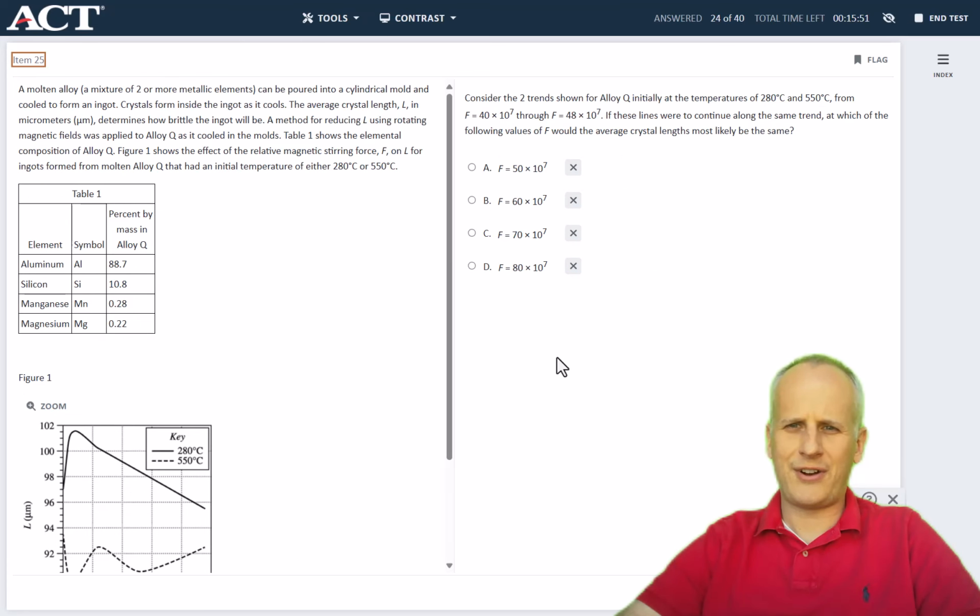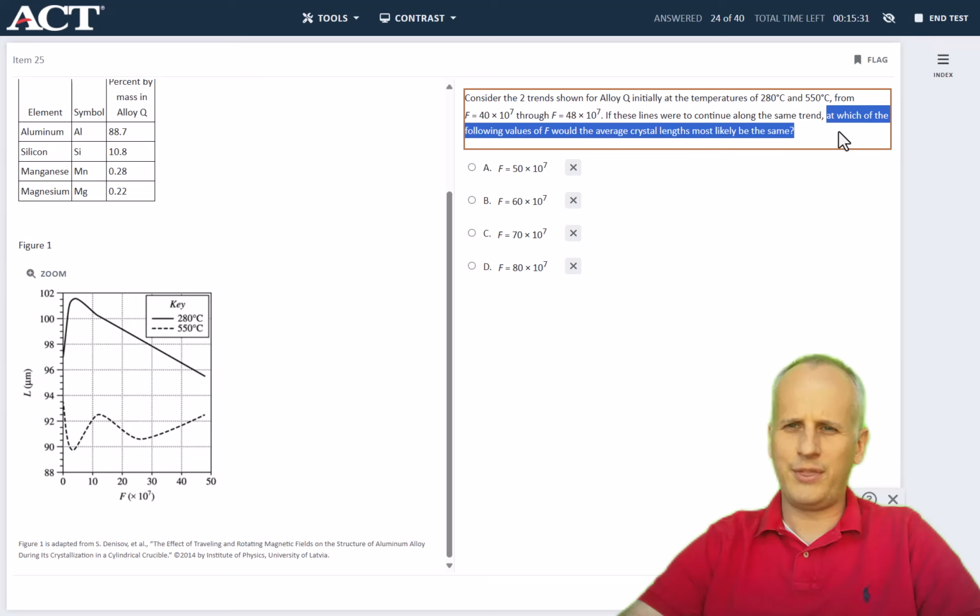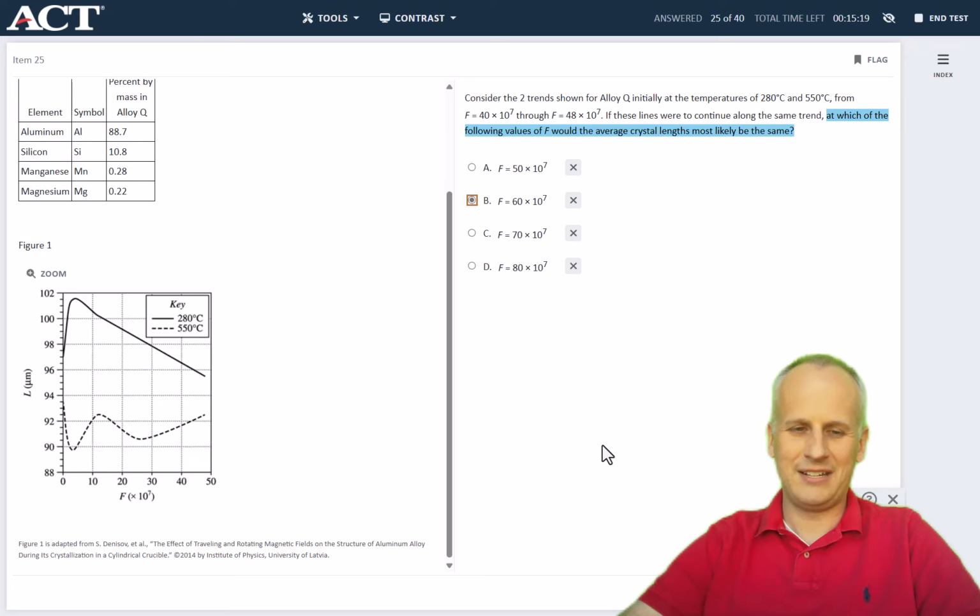Consider the 2 trends shown for alloy Q initially at the temperatures of 280 degrees Celsius to 550 degrees Celsius. So that means this figure down here. We've got from 40 times 10 to the 7th power and then 48 times 10 to the 7th power. If these lines were to continue along the same trend, at which of the following values of F would the average crystal length most likely be the same? So you're just going to kind of imagine what's happening with these lines, and you should be able to determine, it seems like somewhere around 60 they're going to intersect. So there's our correct answer, and if you're confident in your evaluation, and you can always trust these science graphic figures as drawn to scale, they're not tricking you here. You can just pick B at this point and move on.